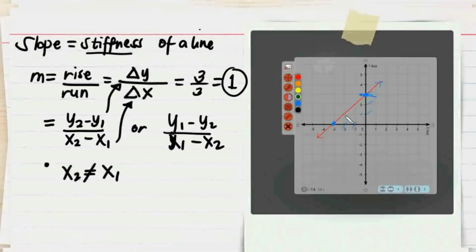So, pwede rin naman dito, ayan, ganun din naman siya. So, may rise tayo na 1. And then, yung run natin is 1 lang din. So, yung slope natin is 1 over 1, which is equal to 1. And kung dito naman, yung rise is 1, 2, 3, 4, 5. And then yung run, 1, 2, 3, 4, 5. So, also equal to 5. So, equal to 1 lang din yan. So, 1 lang din yung slope niya.